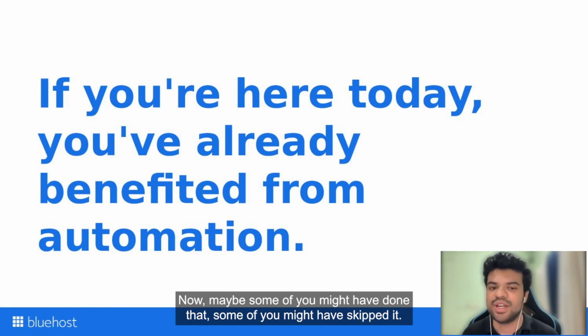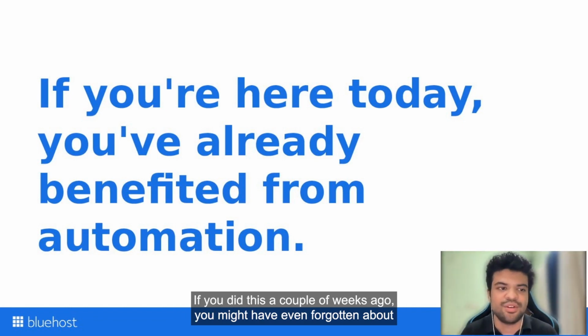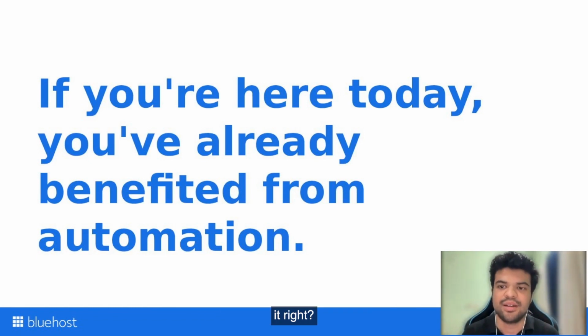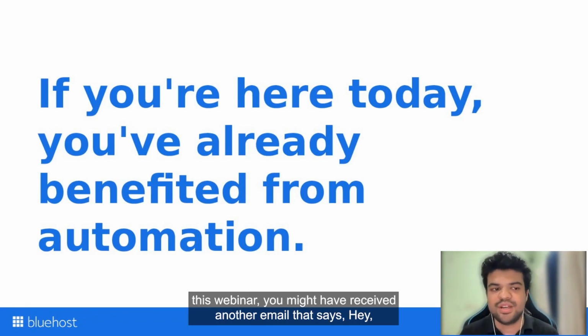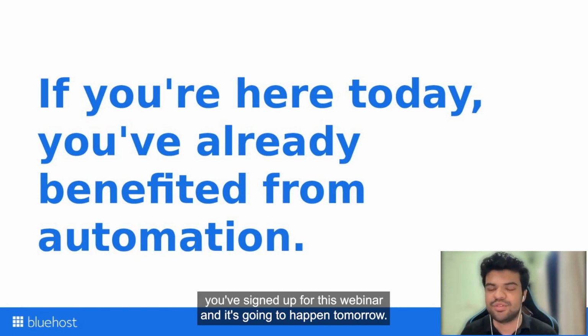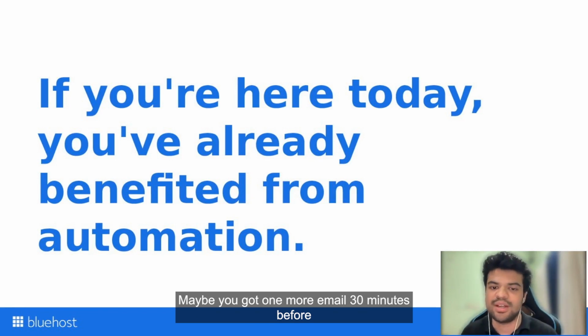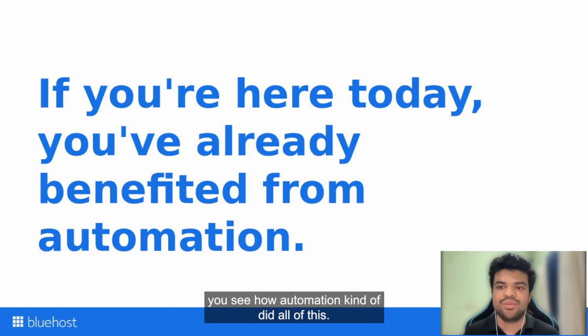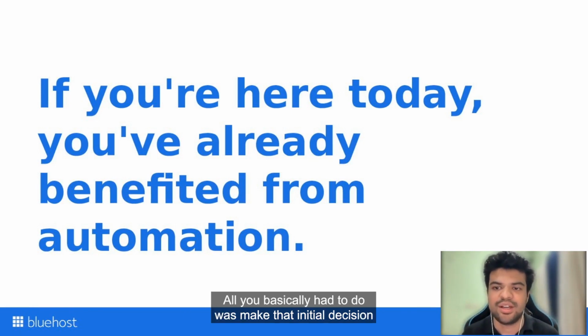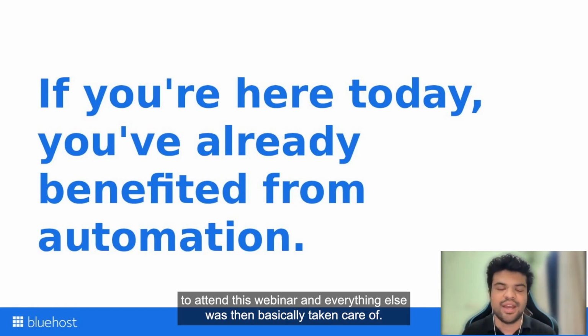Now, maybe some of you might have done that. Some of you might have skipped it. If you did this a couple of weeks ago, you might have even forgotten about it, right? One day before this webinar, you might have received another email that says, hey, you've signed up for this webinar and it's going to happen tomorrow. Maybe you got one more email 30 minutes before. You see how automation did all of this? All you basically had to do was make that initial decision to attend this webinar, right? And everything else was then basically taken care of for you.